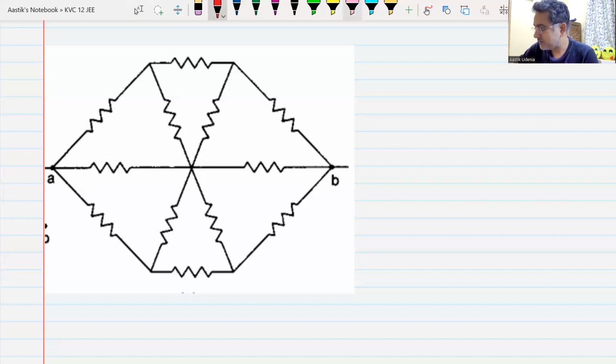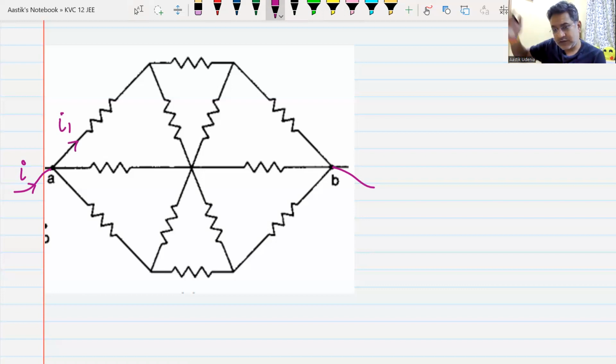Since we have to find out the equivalent resistance between point A and B, if I imagine that a current I is coming from here, it has got three different paths to go. Let us say in the above path, I1 goes. What will be the current that will go in the lower path?